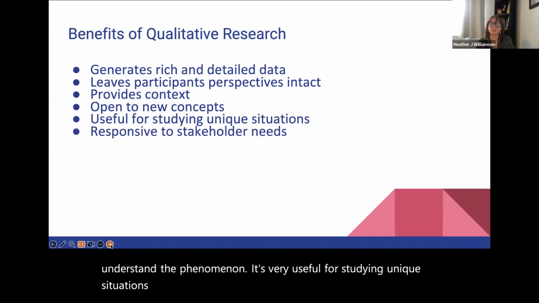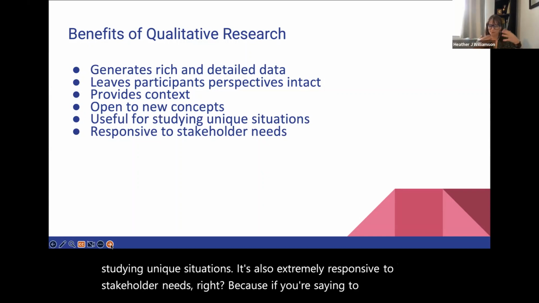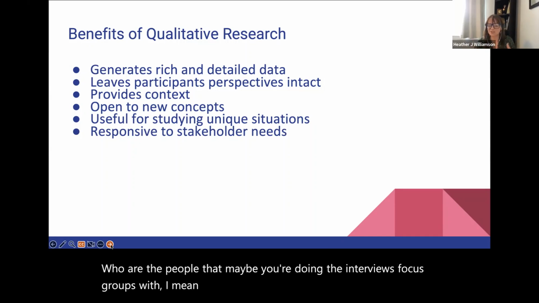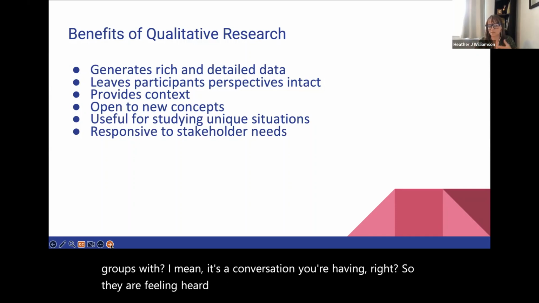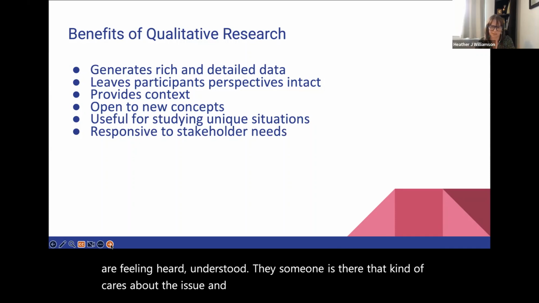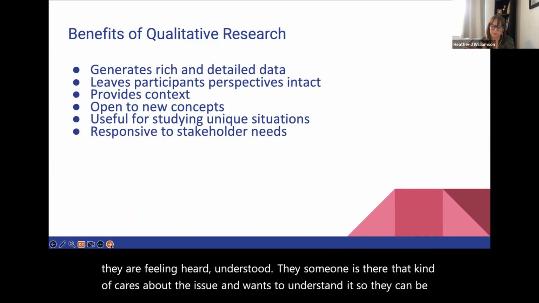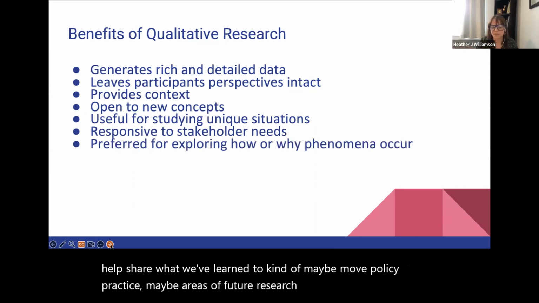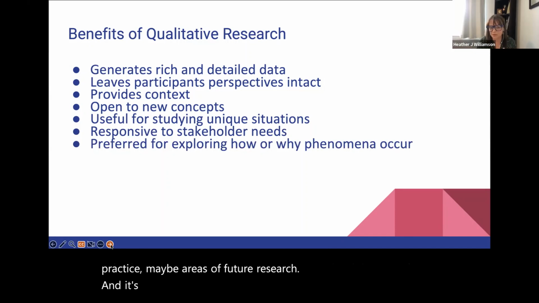It's also extremely responsive to stakeholder needs, right? Because if you're saying to stakeholders, the people you're doing the interviews and focus groups with, it's a conversation you're having, right? So they are feeling heard, understood. They know someone is there that cares about the issue and wants to understand it, so they can help share what we've learned to maybe move policy, practice, maybe areas of future research. And it's preferred, obviously, when you're exploring how or why something happens.